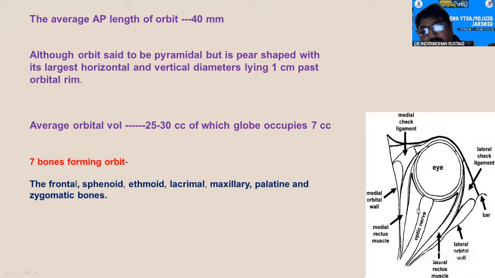So that is about the shape. Another thing is the length. The length of the orbit is 40 mm, and the orbit is almost pear-shaped, having its largest horizontal and vertical diameter around 1 centimeter from the orbital rim. The orbital volume is 25 to 30 cc overall, and out of this, the globe occupies 7 cc. There are 7 bones which form the orbit, and we should know about this.